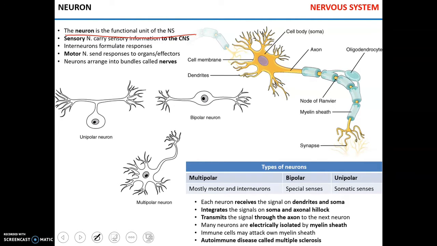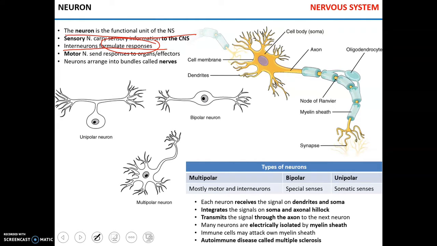Neurons can be sensory, can be motor. There are some interneurons. Interneurons' function is to formulate responses. Sensory neurons carry the sensory information towards the central nervous system. Motor neurons transfer responses from the central nervous system to the organs and to the effectors. And interneurons, as you can imagine, will be mostly found in the central nervous system because they do formulate responses.